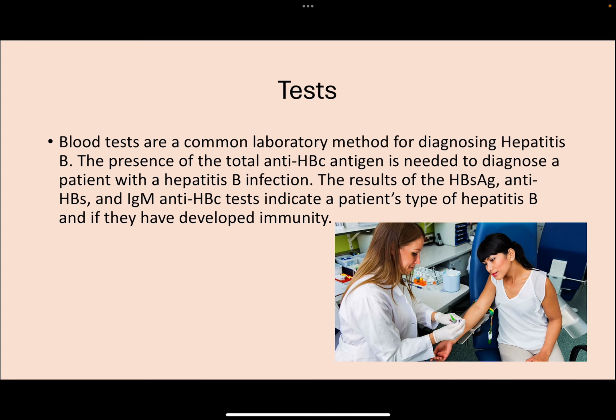Tests. Blood tests are a common laboratory testing method for diagnosing hepatitis B. The presence of the total anti-HBc antigen is needed to diagnose a patient with the hepatitis B infection. The results of the HBsAg, anti-HBs, and IgM anti-HBc tests indicate a patient's type of hepatitis and if they have developed immunity. In the picture shown, I have someone that's getting a blood test to see if they have hepatitis B.